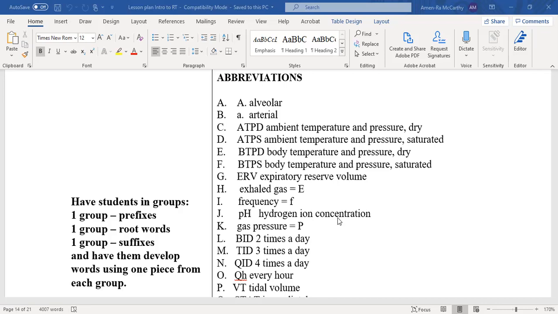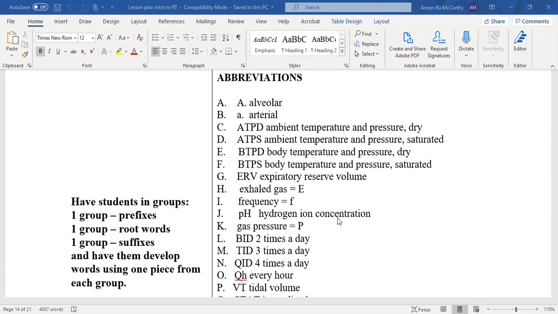3 times a day would be how many hours? Not every 4 hours. 3 times a day. 3 goes into 24, how many times? 8 times. So that'd be every 8 hours, right? You could say TID or you could say Q8.